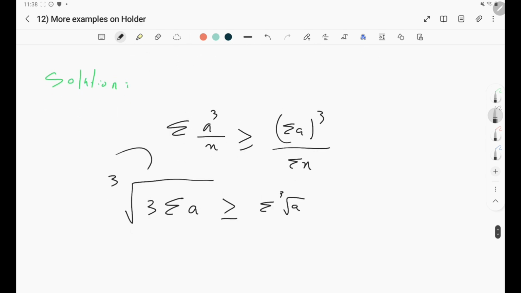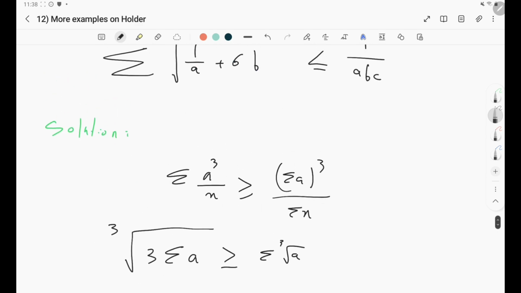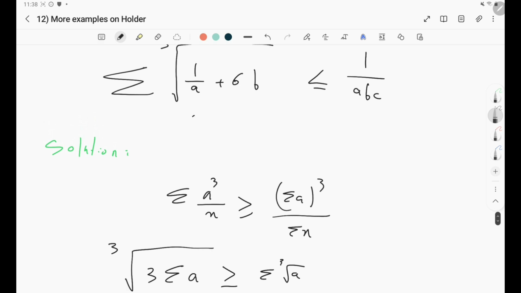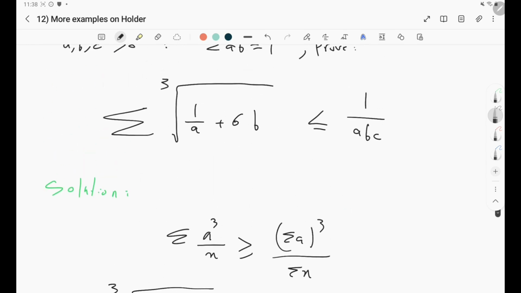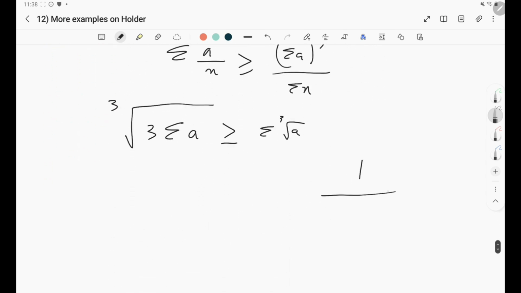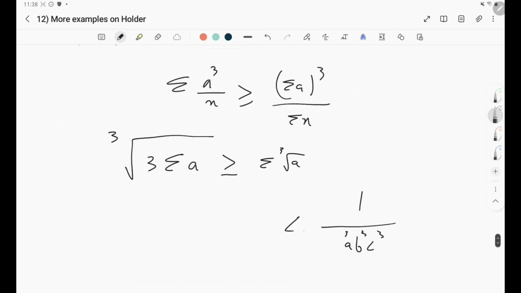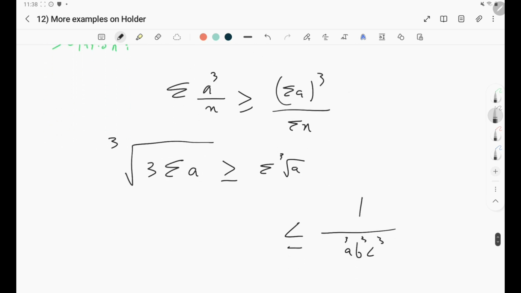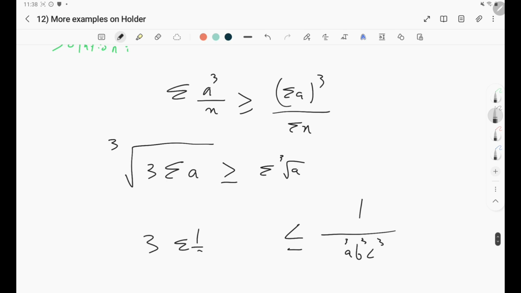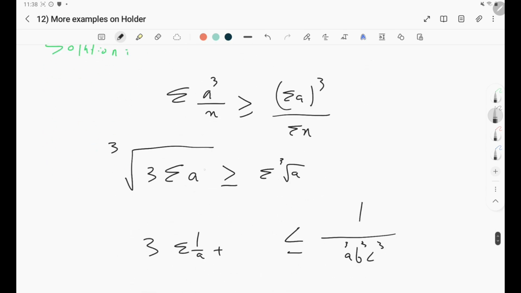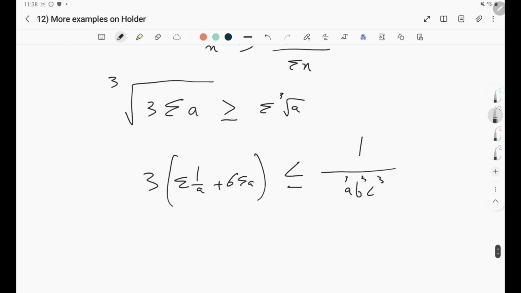You can replace it by a big cube root and just have 3 sigma of the thing inside. Of course, this will be a very nice idea, but still, if you apply it here, I'm going to get something like, after cubing, 1 over ABC cubed is greater than or equal to 3 times sigma 1 over a plus 6 sigma a. Okay, and of course you're given that sigma ab is 1.